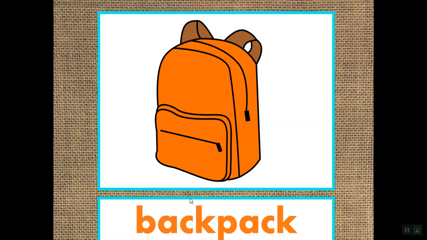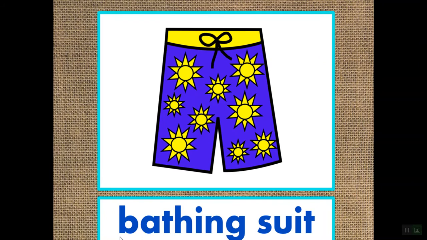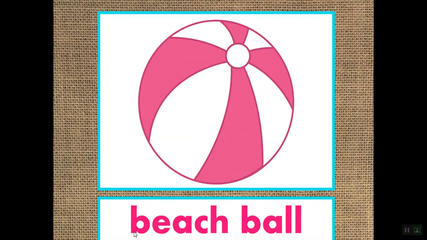Okay, our first word is the word backpack. When you say backpack, you hear B at the beginning. Say backpack. Our next word is balloons. Say balloons. We hear B at the beginning of balloons. Here we have bathing suit. Now, bathing suit has 2 words. The first word, bathing, starts with B. Say bathing suit. Oh, here's a beach ball. Both parts of this word, beach ball, beach and ball, start with B. Say beach ball.